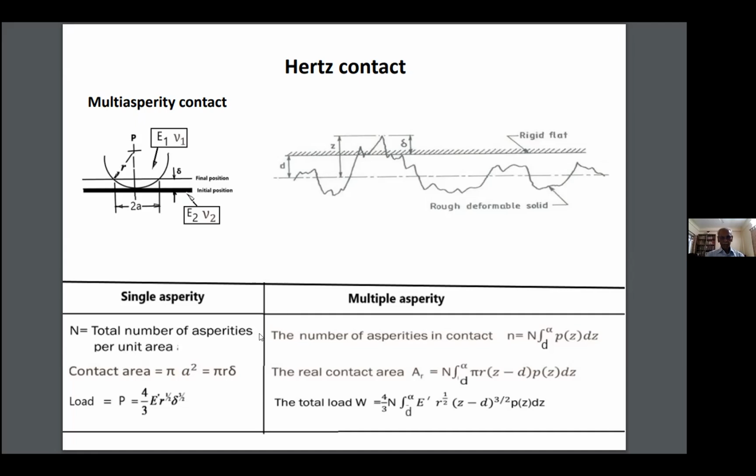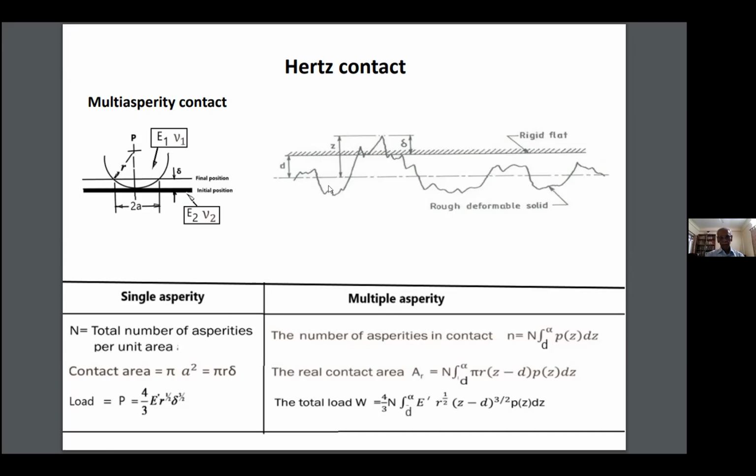So if you want to find out the number of asperities that is coming into contact at any given point. So as it is coming down, and this is the mean line, suppose we say that the distance between the flat plate and the mean line is D, and the distance of the highest point, the peak, or any point for that matter, is Z, and delta is the deformation.